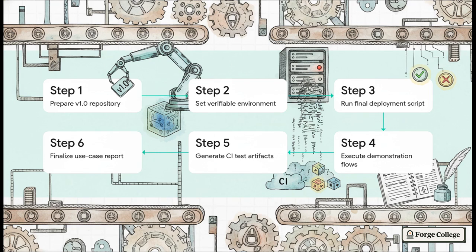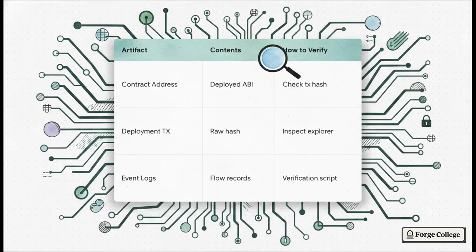Then you run your final deployment script and execute those demo flows, the mint and the rejected transfer. After that, you pull your CI test artifacts, and finally you draft up your use case report. Step by step, literally no skipping ahead. To keep everything perfectly organized, you are going to use a deploy manifest.